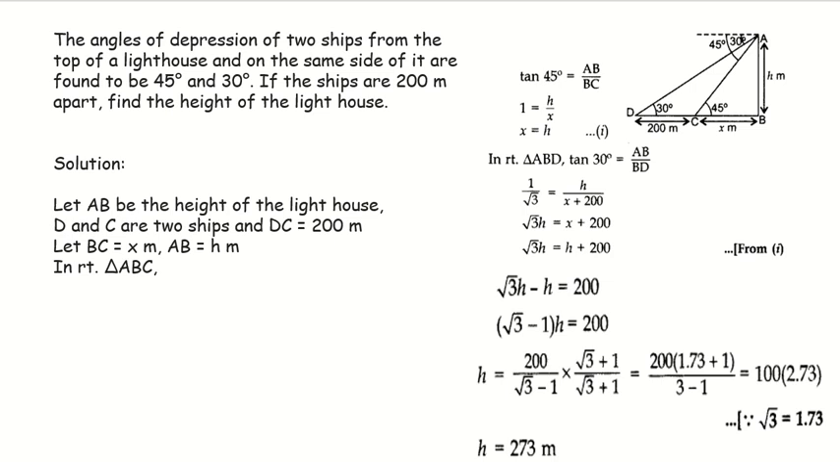Then the angle of depression of two ships from the top of a lighthouse. Okay, so they are speaking about one lighthouse and two ships traveling over here, on the same side of it, found to be 45 degrees and 30 degrees. So what have they given? Angle of depression they have given. So what is meant by angle of depression? It is the angle between the below horizontal line and the line of sight. Right? So what it is at the same side.